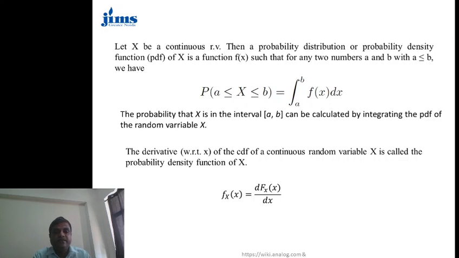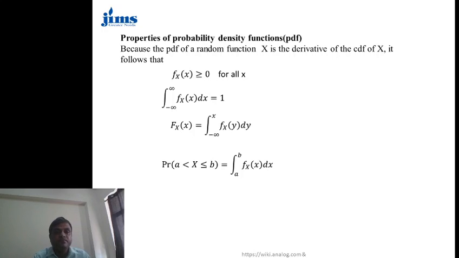Similarly, the derivative of the CDF of a continuous random variable is called the PDF. It means that the CDF, the cumulative distribution function, of a continuous random variable, if you differentiate it, the outcome is called the probability density function. So f_X(x) is equal to dF_X(x) upon dx.